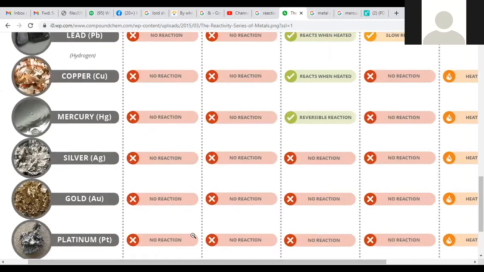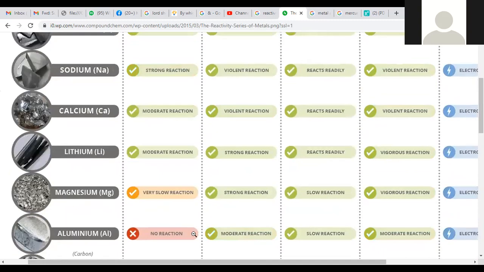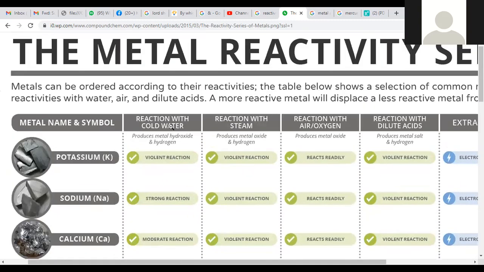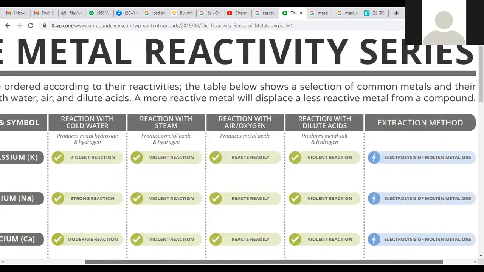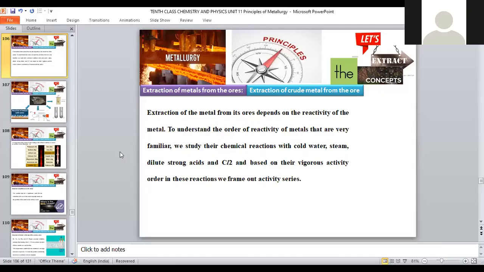Right, so this is the table which illustrates how these metals react towards water under normal conditions, water at elevated temperature, oxygen and dilute acid, and what kind of extraction method can be applied for these individual metals, right? So this is about the properties of metals towards various reagents.